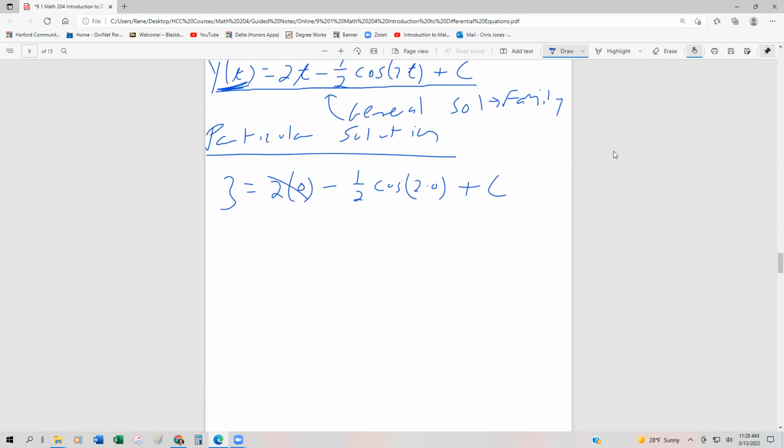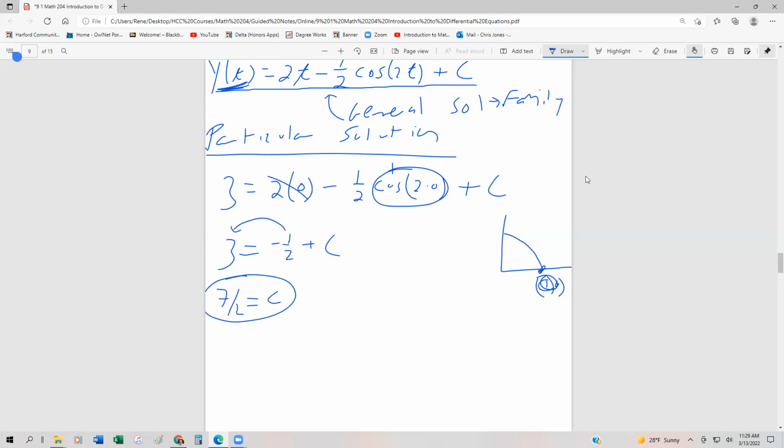Now, we know that 2 times 0 is 0. The cosine of 0, if we look at our unit circle, is the point (1, 0). Cosine is the x coordinate, so that's going to be 1. So really it just turns into negative 1/2 times 1. So we get 3 is equal to negative 1/2 plus C. And so we would add 1/2 to both sides. And so that would give us 7/2 is equal to C.